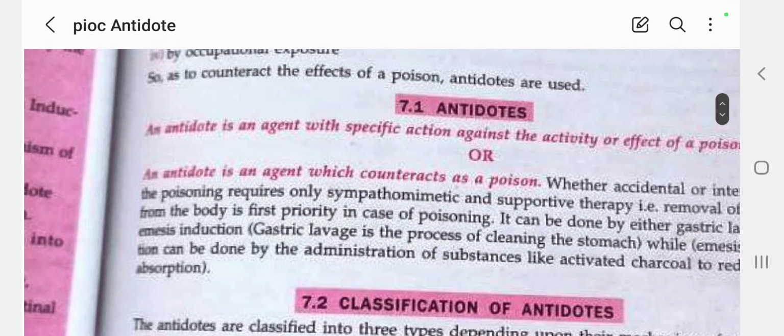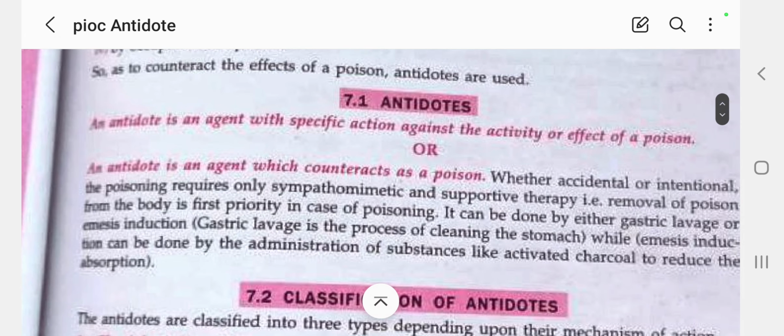An antidote is an agent with specific action against the activity or effect of a poison, or simply, something which counteracts a poison, whether accidental or intentional. Otherwise, the poisoning requires only symptomatic and supportive therapy, such as gastric lavage and removal of poison, which I already told you. Removal of poison from the body is the first priority in poisoning.